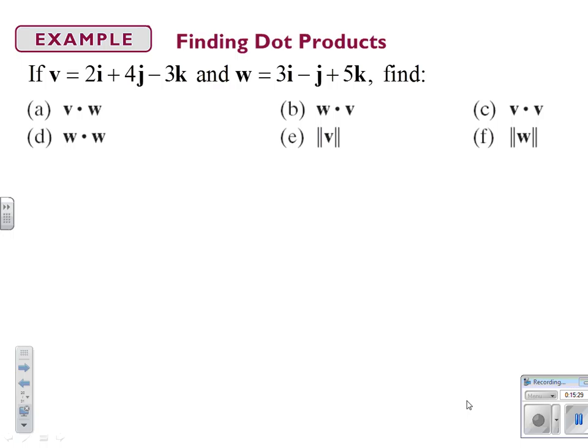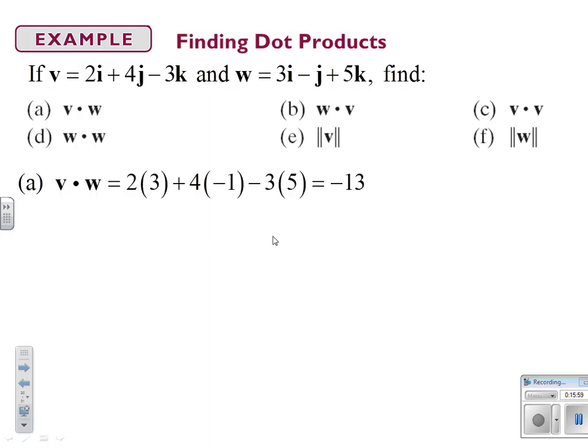Let's apply this dot product to these two vectors. v equals 2i plus 4j minus 3k, and w equals 3i minus j plus 5k. We are going to do 6 different things. We're going to find the dot product of v and w, find the dot product of w and v, find the dot product of v with itself, w with itself, and the magnitude of each vector.